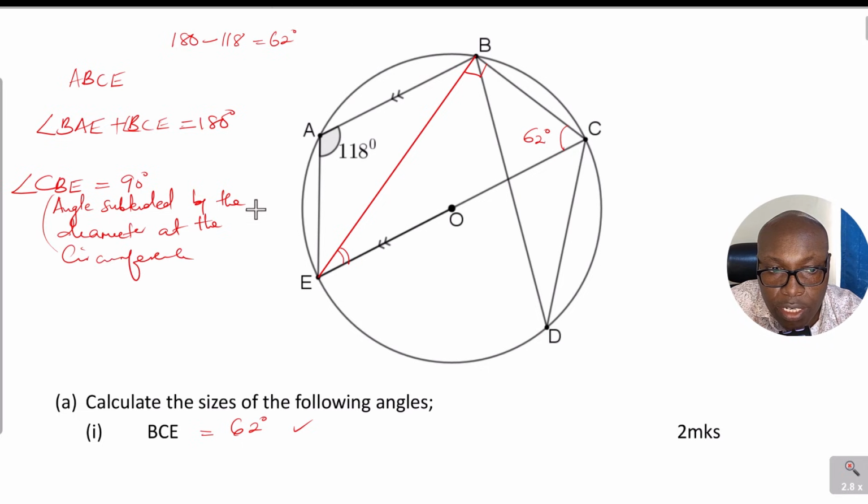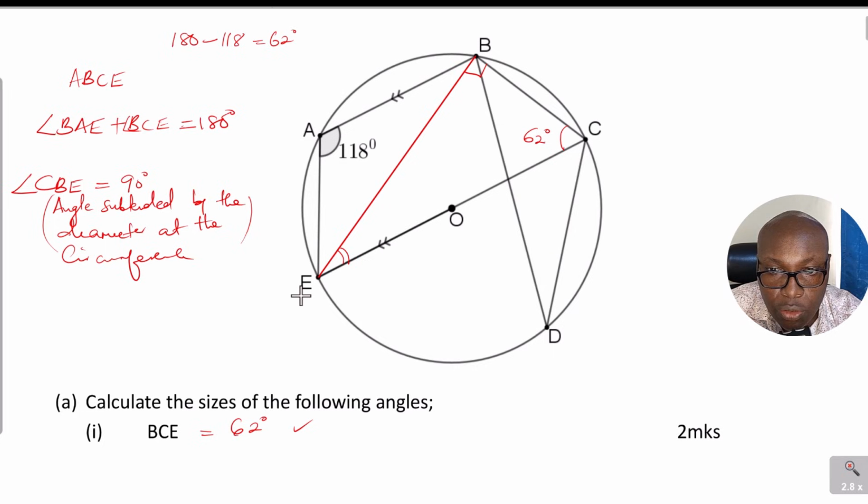The angle subtended by the diameter at the circumference. So look at this line here, line EC. Line EC is the diameter because you're given that O is the center of the circle. And that means that EC is the one that is subtending angle CBE at the circumference. So that angle is 90.